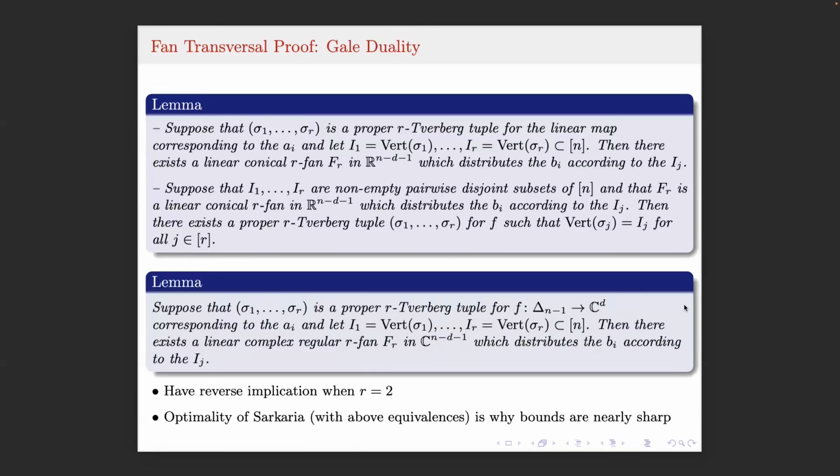And likewise, same statement in the complex case, except we only have one direction. Namely that if you have a proper Tverberg tuple, then you're going to be able to get a linear complex regular fan that distributes them according to the I_j. We don't have the reverse. I think we should, but we don't have the reverse when r is at least 3. However, when r is equal to 2, we do have it.